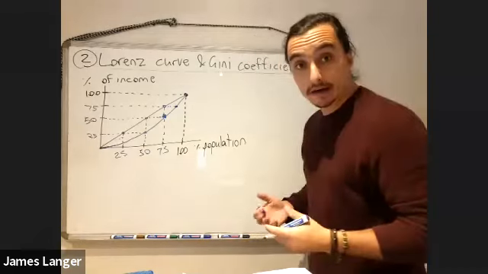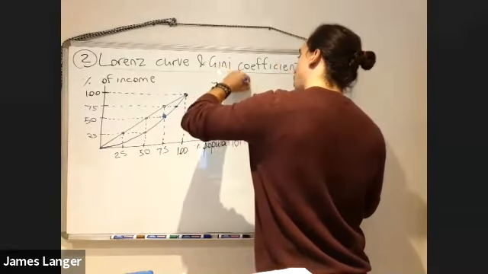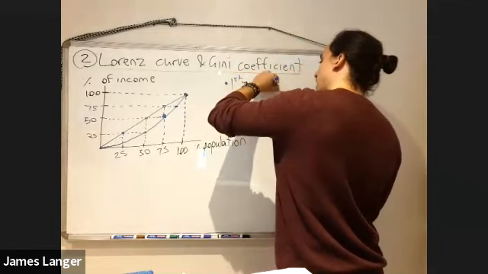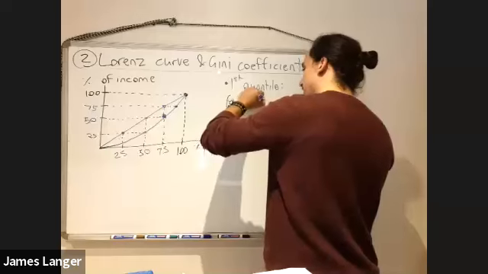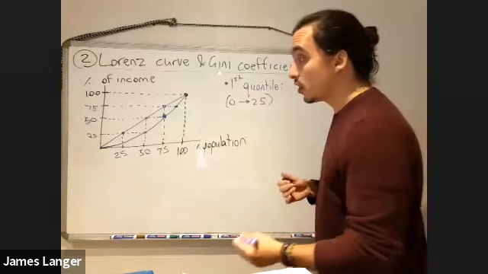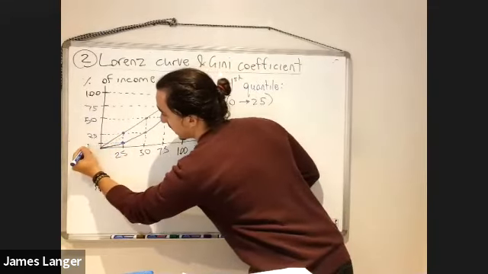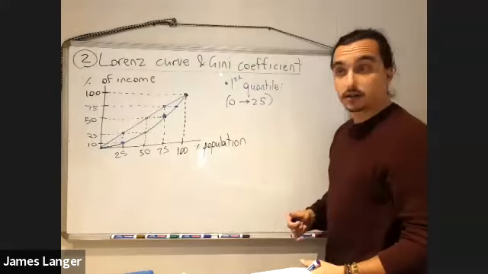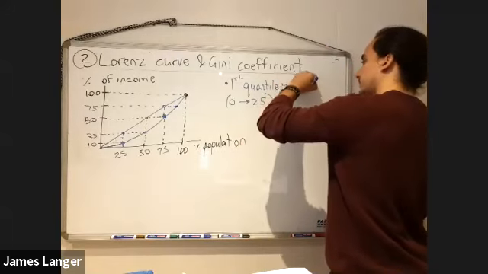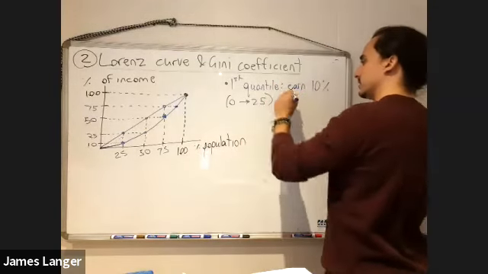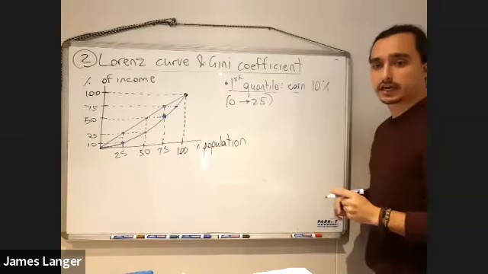What this is now saying, the way that I've drawn this, is that the first quantile, who are the first quantile? That's my 0 to 25. The first quantile, they're earning what I'm gonna draw as 10%. So the first quantile of the economy earn 10% of income.